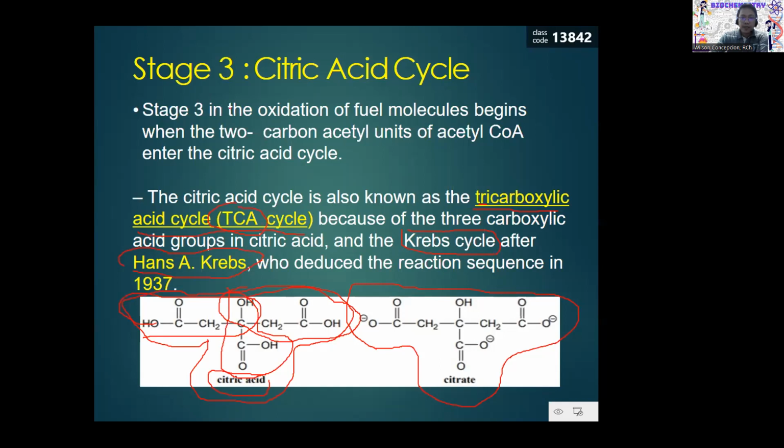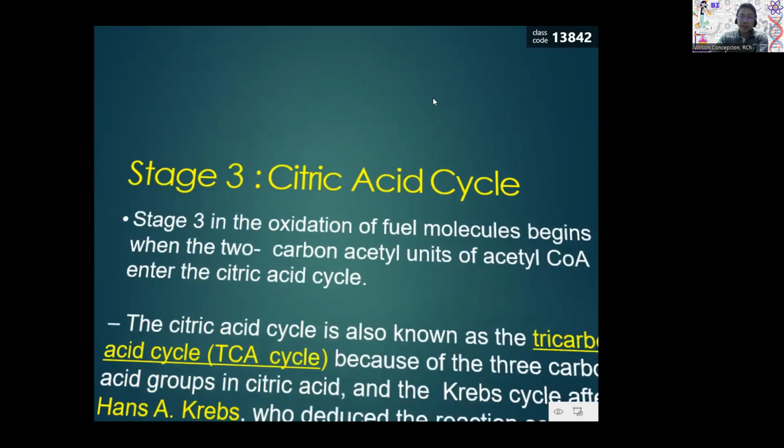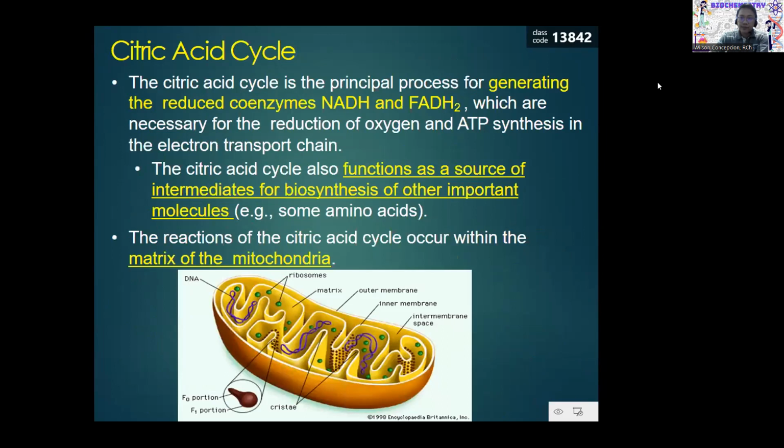Okay? So, in stage 3, how does it start? It needs fuel, di ba? It needs fuel. And ang fuel in citric acid cycle is the acetyl-CoA. Okay? Acetyl-CoA is the fuel for the citric acid cycle. So, kumbaga sa sasakyan, yung gasolina ng ating citric acid cycle is the acetyl-CoA.